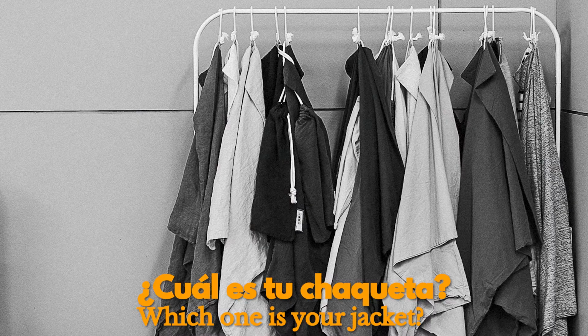¿Cuál translates to which? We use cuál to identify an element. This element can be a person, an animal, or an object, and we use cuál to tell apart this element among others similar to it. ¿Cuál es tu chaqueta? There are many jackets, right? Which one is your jacket?